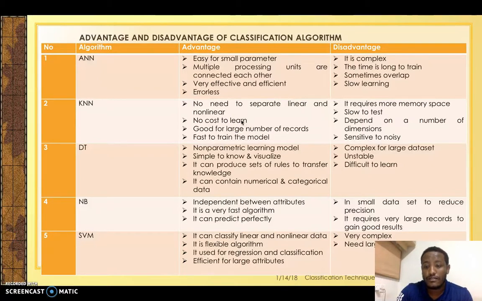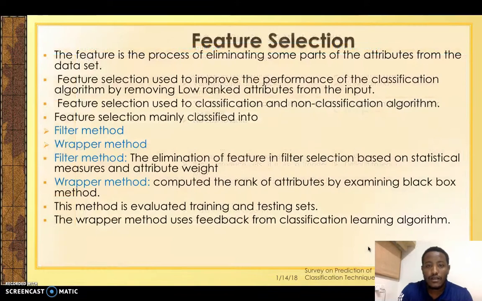Its disadvantage is that with a small data set, precision is reduced. It requires a very large record to gain good results. Another one is support vector machine. It can classify linear and nonlinear data. It is a flexible algorithm. Its disadvantage is that it is very complex or needs large memory space.